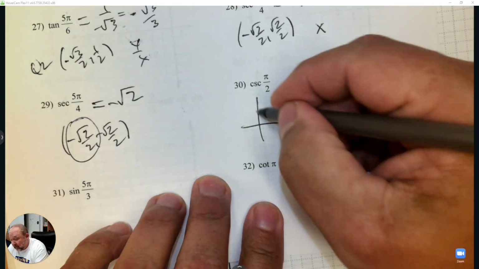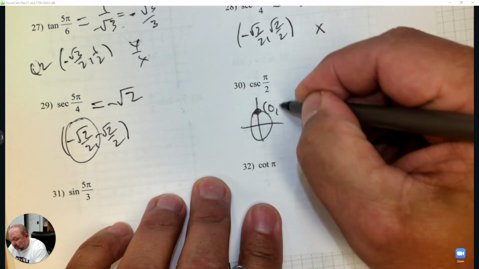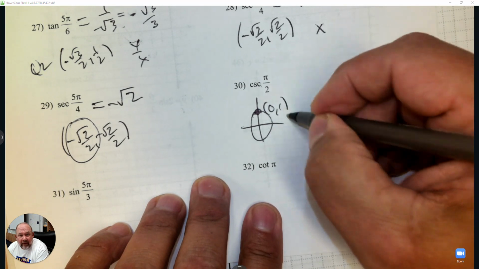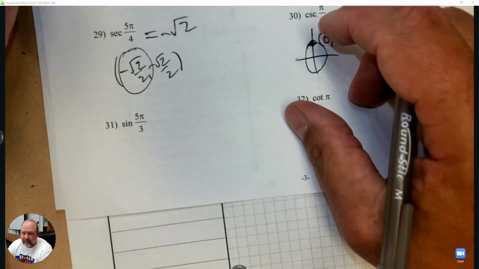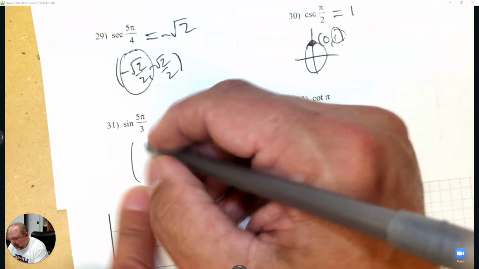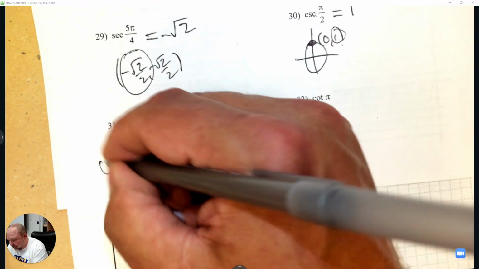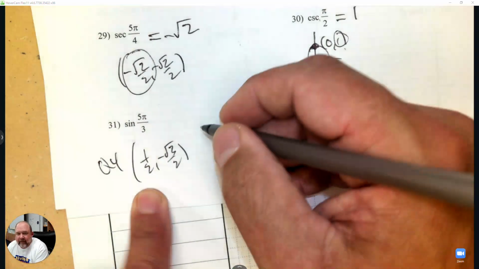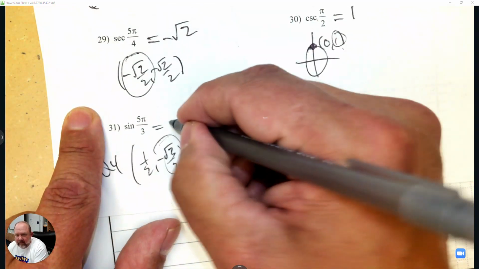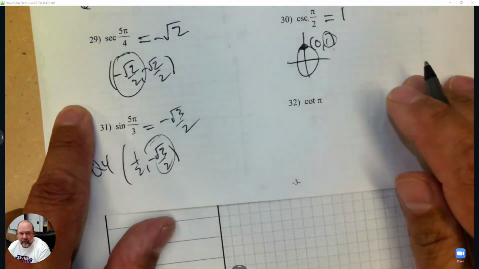Pi over 2 is on the unit circle on the axes. That's at 0 and 1. Cosecant is the y coordinate, and the reciprocal of 1 is 1. Sine at 5 pi over 3, so it's in quadrant number 4, so it's 1/2 and negative root 3 over 2. Sine is the y coordinate, so the answer is negative root 3 over 2.